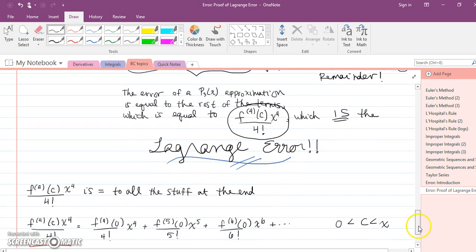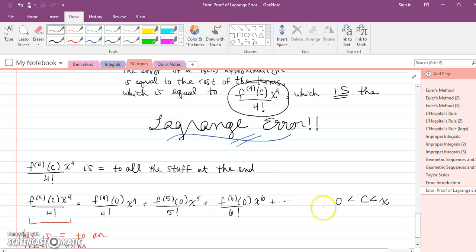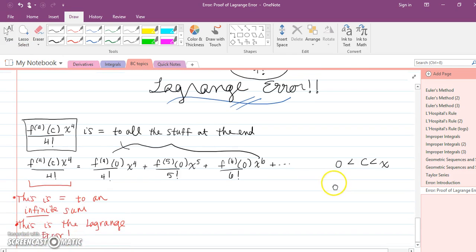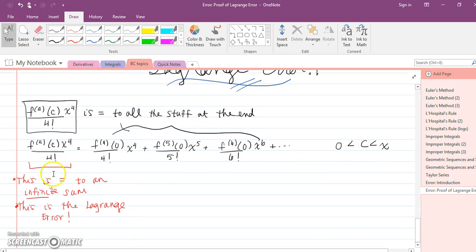So a few more things for you to write down, pause as needed. So I can say that the 4th derivative of f evaluated at some value between 0 and x, evaluated at c, is equal to all the stuff at the end. And all the stuff at the end is this stuff right here, which means that the Lagrange error is equal to an infinite sum. Because remember, this statement right here is the Lagrange error.